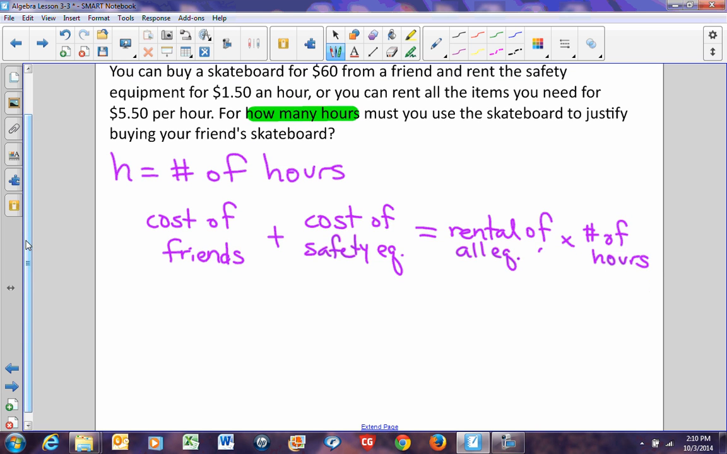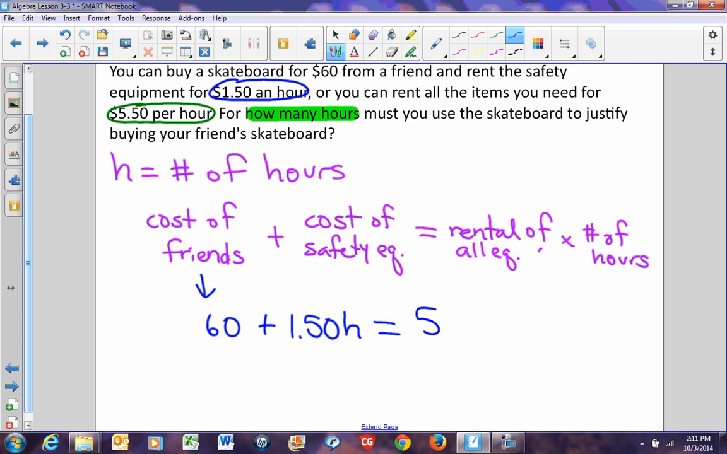Now, the cost of my friend's board, that's $60, plus the cost of safety equipment. Safety equipment is $1.50 an hour, so 1.50 times the number of hours I'm going to rent it has got to equal the cost of all of the rental equipment, which is $5.50 per hour. That would be right here. So $5.50 per hour times the number of hours. So now I have this equation.